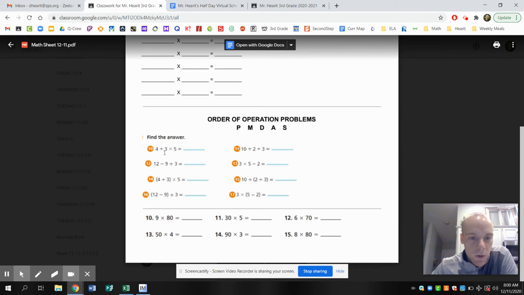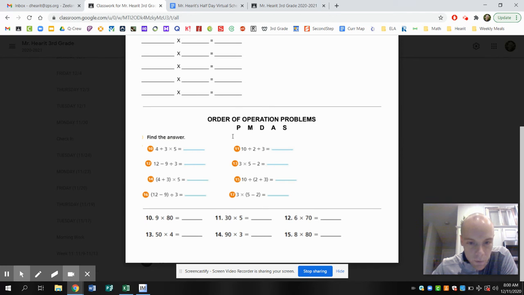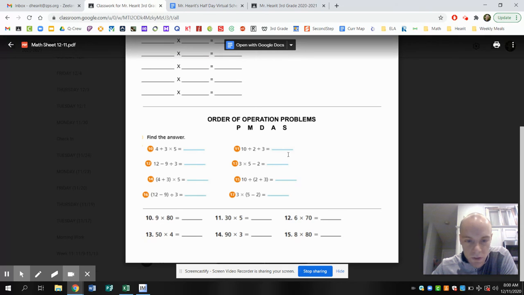So like 4 plus 3 times 5. So I look up here. Ooh, no parentheses. I look over here. Ooh, multiplication is first. So I do 3 times 5. 3 times 5 is 15. Then plus 4. 15 plus 4 is 19. So your first one is 19. Okay. That should be pretty simple there.